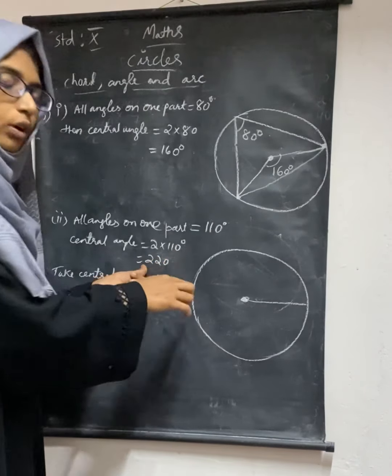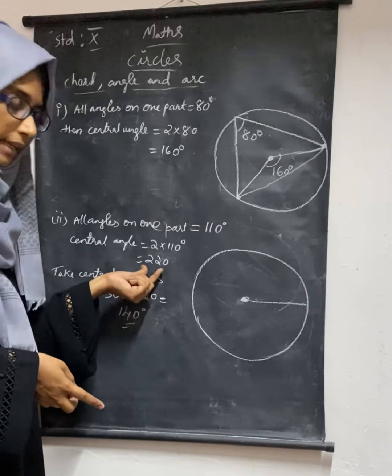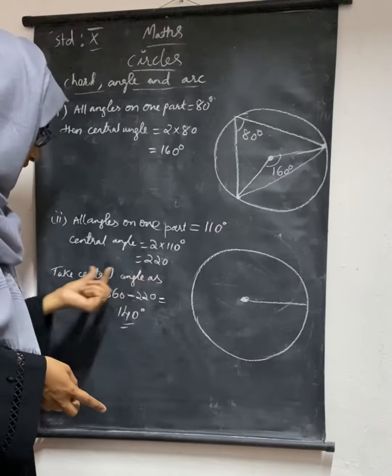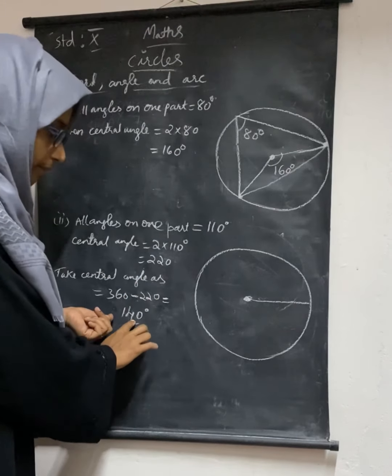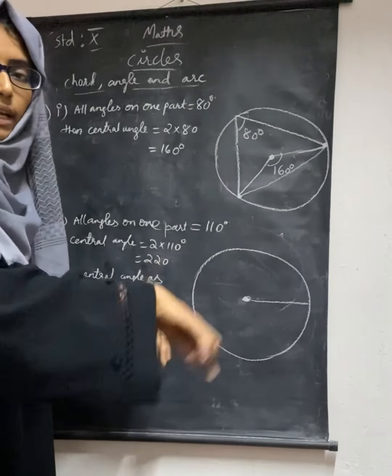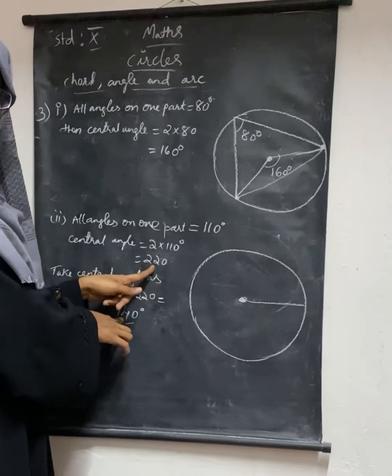if I take 220, what will be the remaining angle? 360 minus 220, what will be remaining? We will take that so that it is easy. Take the central angle as 360 minus 220, so 140. So one part is 220 means the remaining will be 140 now. So we will take that first so that we can easily get 220.